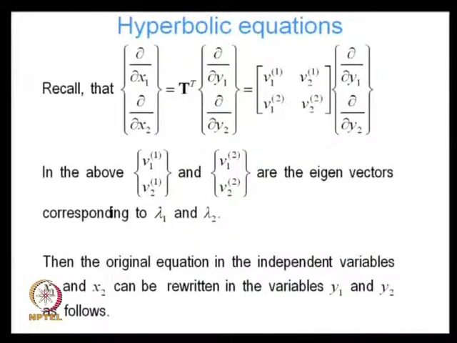So, recall that ∂x1/∂x2 is equal to T transpose ∂y1/∂y2, and T, we know, is the matrix of eigenvectors transpose. So, if my eigenvectors v11, v21 correspond to my eigenvalue lambda 1, and my eigenvector v12 and v22 corresponds to my eigenvalue lambda 2, then I can write it like this, right. So, once I do that, my entire original equation is now transformed in terms of my new variables y1 and y2, right. And what form does it take?